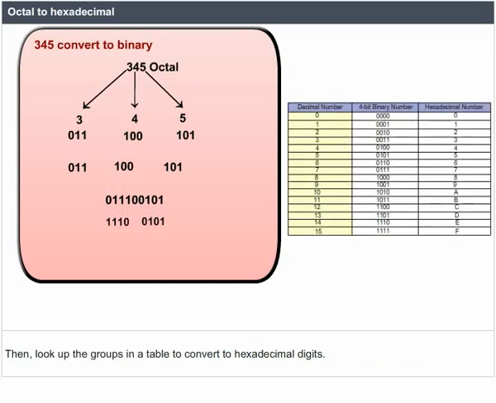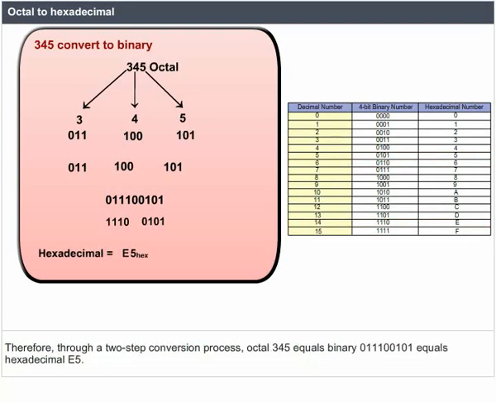Then look up the groups in a table to convert to hexadecimal digits. Binary equals 1110 0101. Hexadecimal equals E5, which equals E5 hex. Therefore, through a two-step conversion process, octal 345 equals binary 011100101, which equals hexadecimal E5.